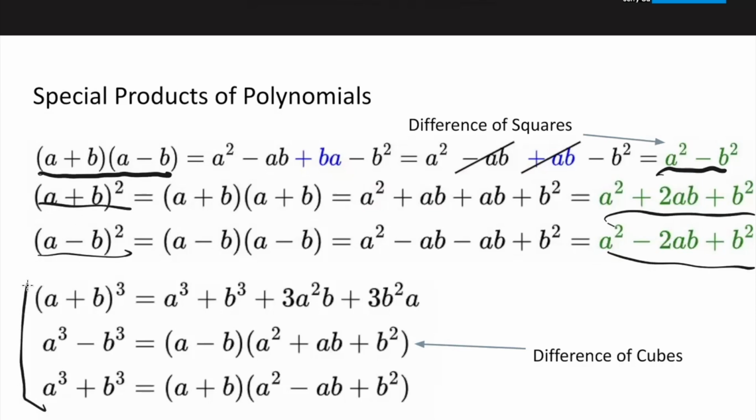Below are some more complicated special products of polynomials. These are just mainly for fun, and you don't have to memorize them. But nevertheless, they are still sometimes important to learn.